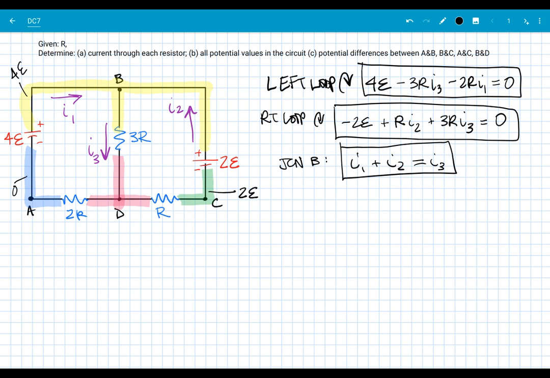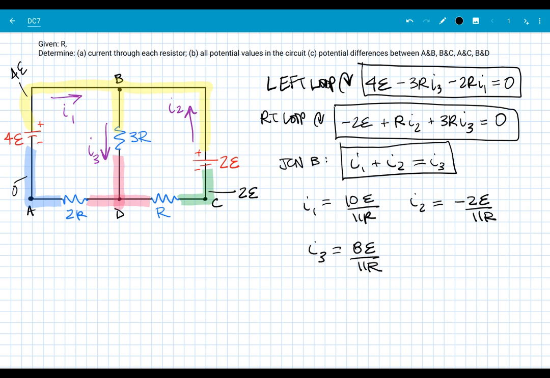What I will get when I solve those equations is I1 is equal to 10E over 11R, I2 negative 2E over 11R. So I chose the wrong direction for I2. And I3, 8E over 11R. So those are my currents.